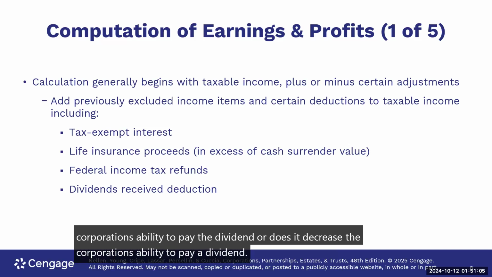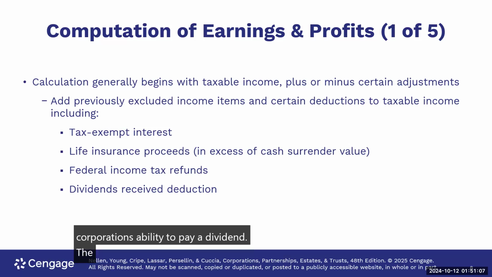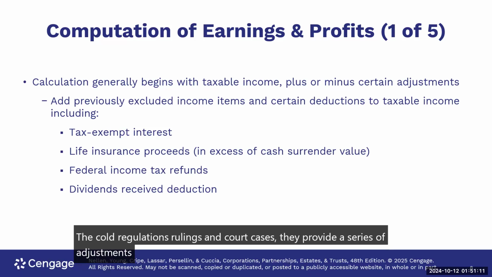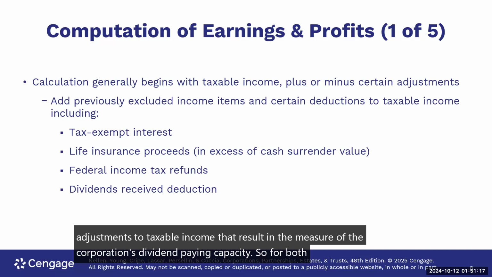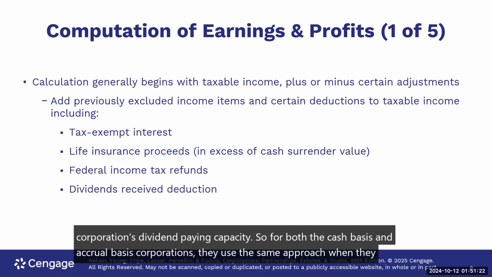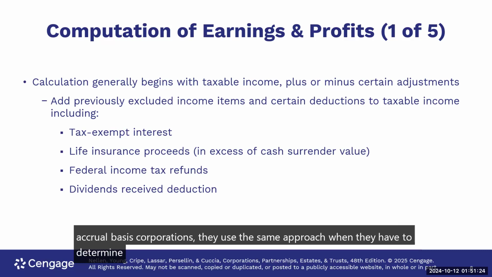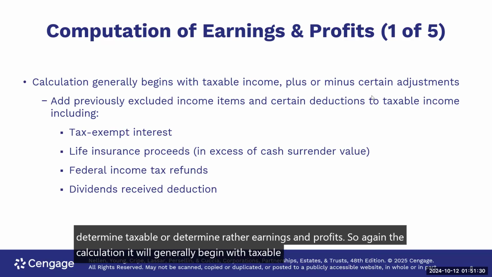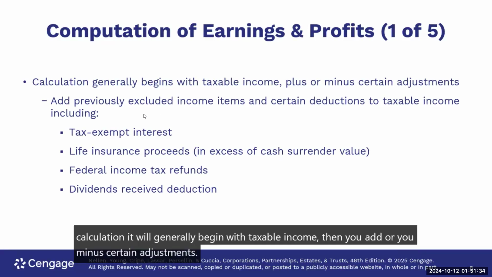The code, regulations, rulings, and court cases provide a series of adjustments to taxable income that result in the measure of the corporation's dividend paying capacity. So for both cash basis and accrual basis corporations, they use the same approach when they have to determine earnings and profits. Again, the calculation will generally begin with taxable income, then you add or subtract certain adjustments. So there are some additions to taxable income.